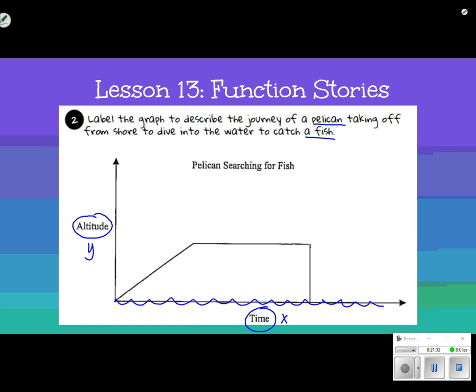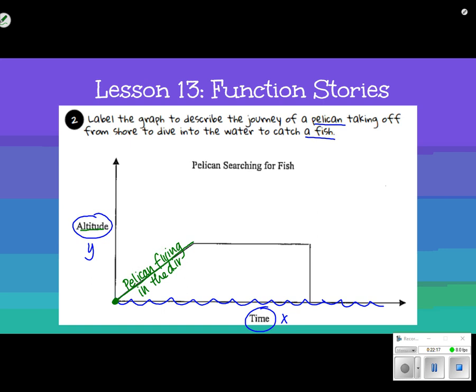What we have here is the starting point of this pelican's journey. And this piece, as it is increasing in altitude as time goes on, means that this is the pelican flying in the air. It's like a takeoff almost.